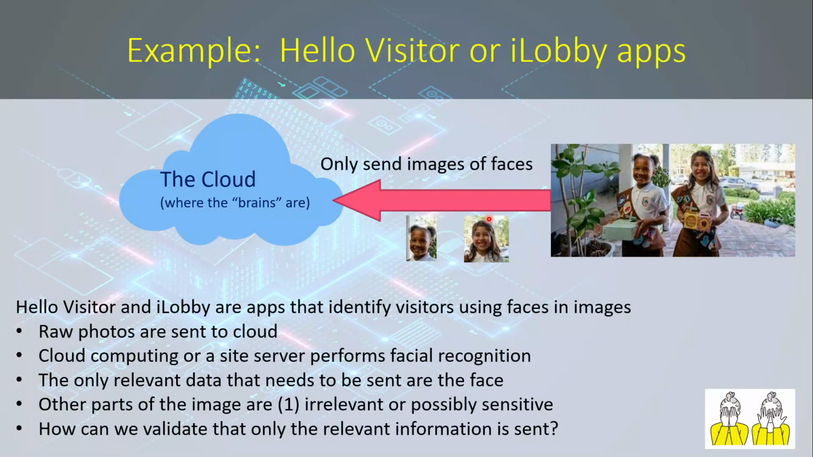Furthermore, there are other apps such as Hello Visitor and iLobby that identify visitors using faces and images. What happens is the camera will send that information to the cloud. The cloud, if you're using Hello Visitor or iLobby, the server at the cloud will perform their facial recognition. Well, the fact of the matter is, the only information that Hello Visitor or iLobby needs are the faces. It doesn't need the car, it doesn't need the wheelbarrow, it doesn't need what I think is a trash can over there. So the question here is, how can we validate that really only the relevant information is being sent, or more importantly, how sensitive information may not be being sent.